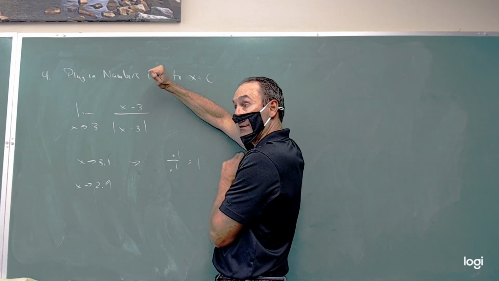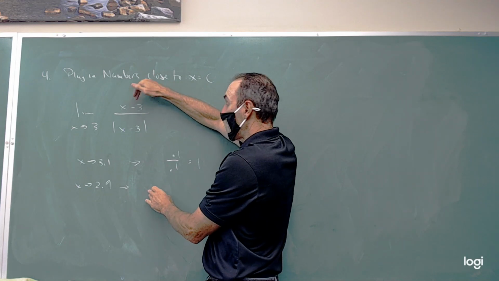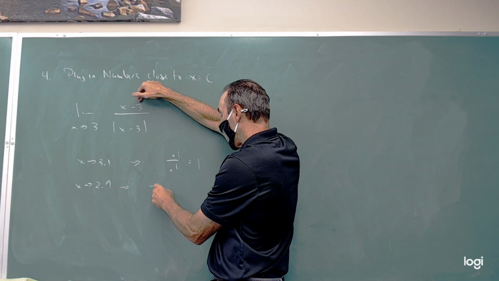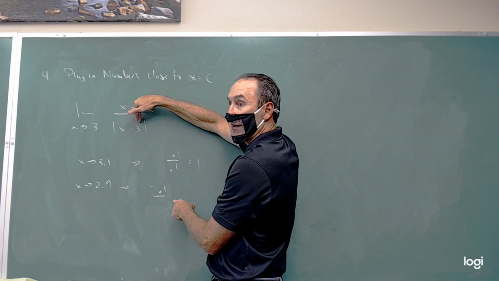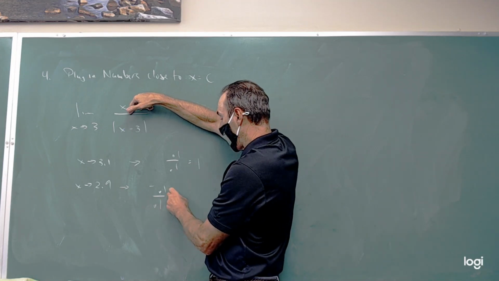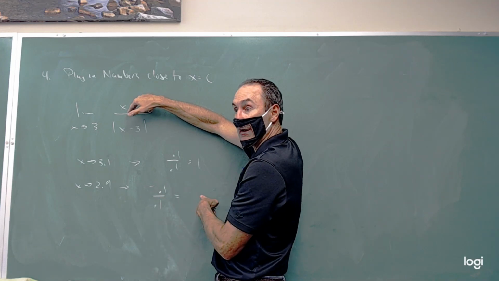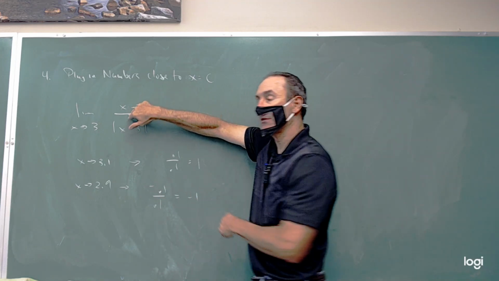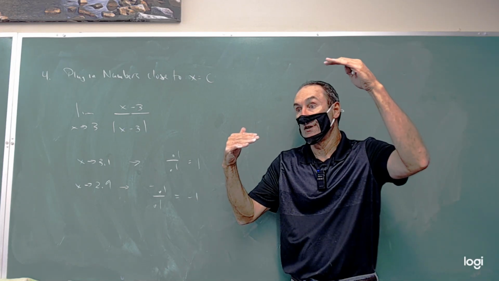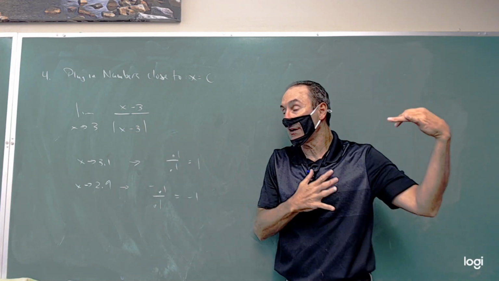Is that okay? Now, if we do the 2.9, we've got 2.9 minus 3 is negative 0.1, but the absolute value becomes positive 0.1. So something divided by itself, but one's negative, one's positive, is going to be negative 1. Does it look like they're getting closer and closer to the same thing? They are not. If you remember, we did absolute value of x over x. This is just a translation of that.